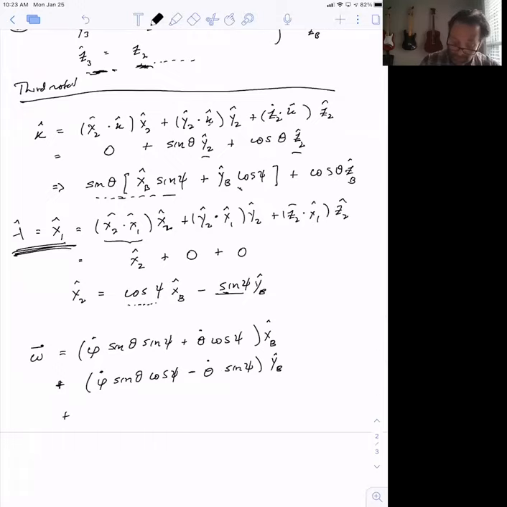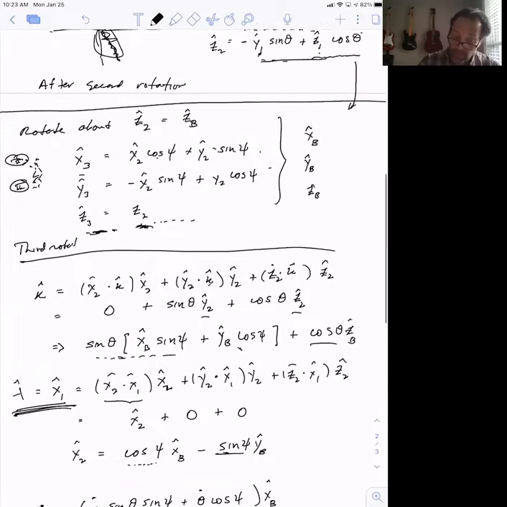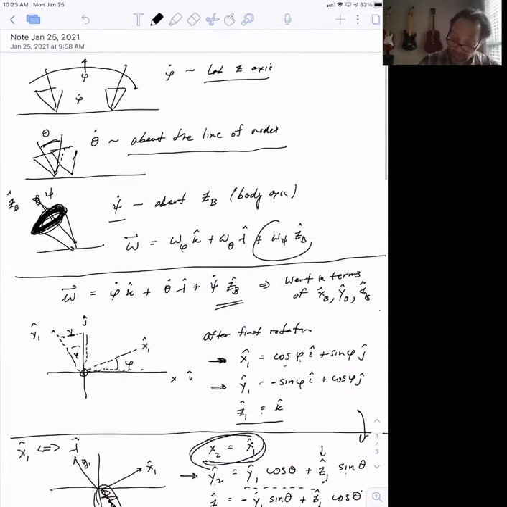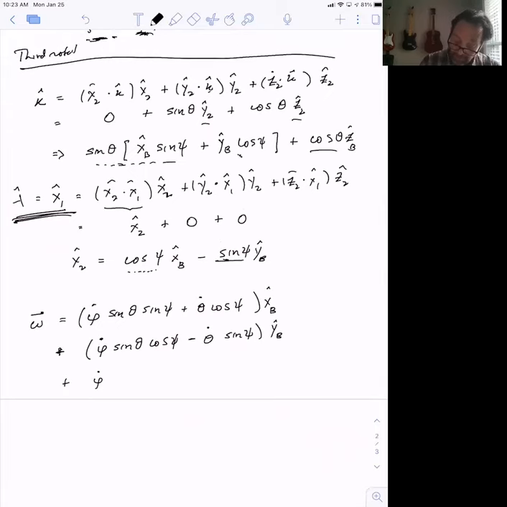And then plus, let's find the z body. The z body is here, cosine. And we already had the one left over from the very beginning, from here, which is omega psi, which is psi dot. So that is phi dot cosine theta. And then that'll be plus psi dot zb.